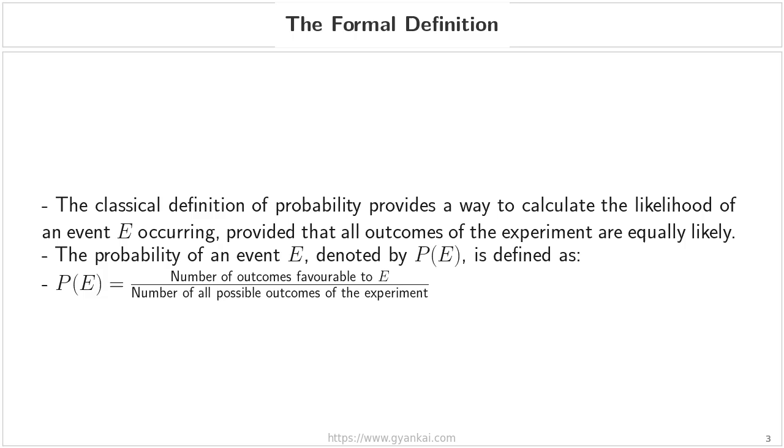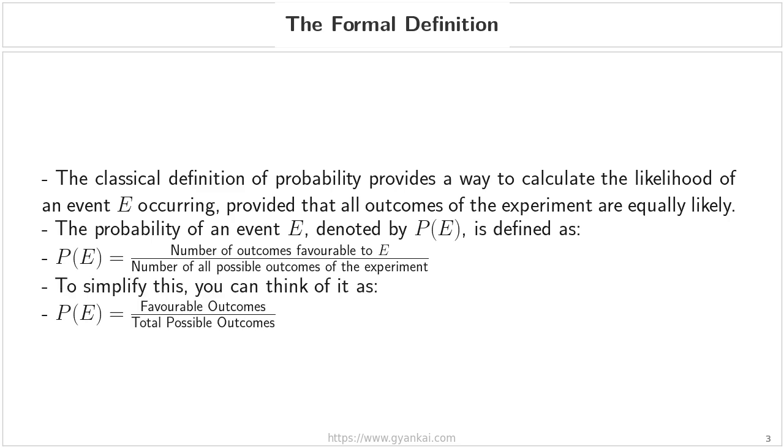So, how do we actually write this down mathematically? The probability of an event E, which we denote as P of E, is defined as the number of outcomes favorable to E, divided by the number of all possible outcomes of the experiment. Now, that sounds a bit wordy, doesn't it? To make it much easier to work with during your calculations, you can simplify that thought process. Just think of it as a simple fraction. P of E equals the number of favorable outcomes over the total possible outcomes.